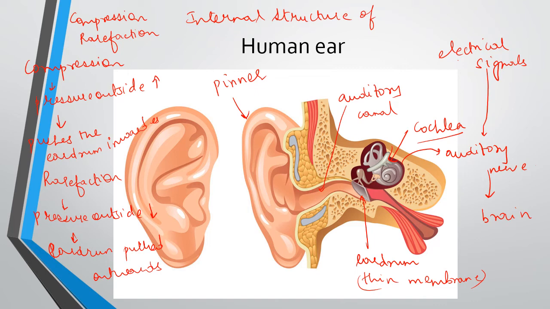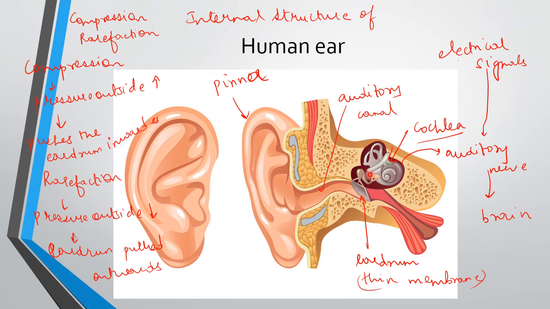Very simple structure that we need to remember: the outer ear, or the pinna, because of its peculiar funnel-like shape, receives all the sound waves. Then it passes through a canal, the auditory canal. Then it reaches the eardrum, which is a thin membrane. When the compression reaches the eardrum, the pressure outside increases and it pushes the eardrum inwards. When there is rarefaction, the pressure outside decreases and the eardrum is pulled outwards. Because of this continuous compression and rarefaction, there is a vibration of the membrane.